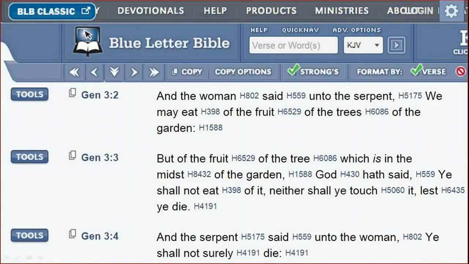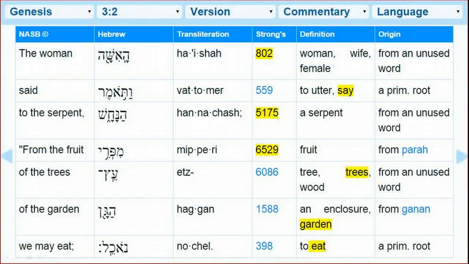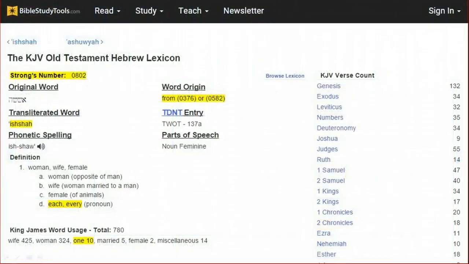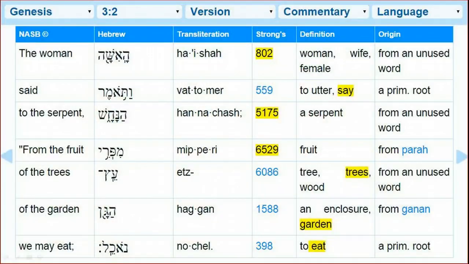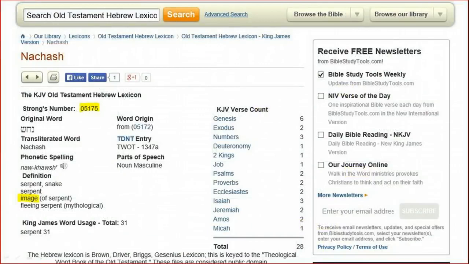Then verses 2 and 3 say in the King James translation, "And the woman said unto the serpent, We may eat of the fruit of the trees of the garden, but of the fruit of the tree which is in the midst of the garden, God hath said, You shall not eat of it, neither shall you touch it, lest you die." So the lexicon format of this verse is slightly different. We know the word translated as woman, number 802, is Isha, and it's not a human female, but a hybrid that Yahweh made. And the word translated as serpent, number 5175, also means image.